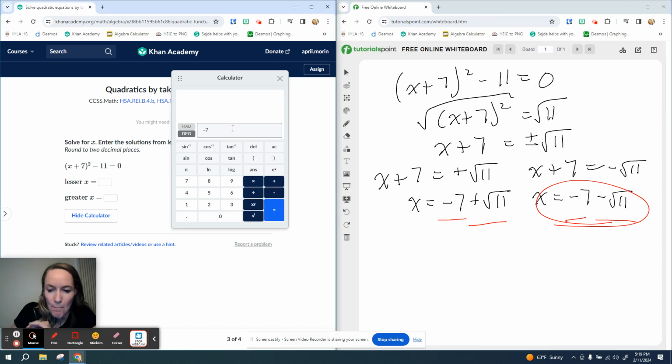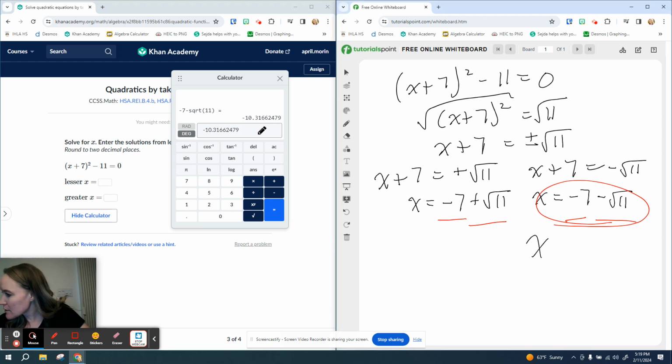Okay, so I'm going to do negative 7 minus, now I have a root somewhere on here. Root right here, SQRT, 11. Close my parentheses. Hit enter. And it gives me a crazy scary number. x equals negative 10, and I'm going to round to 2 decimal places. 0.31. I look at the neighbor. The neighbor is bigger than 5, so I'm going to round up to 0.32.